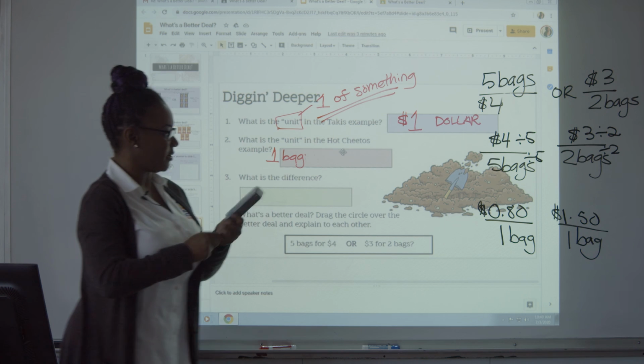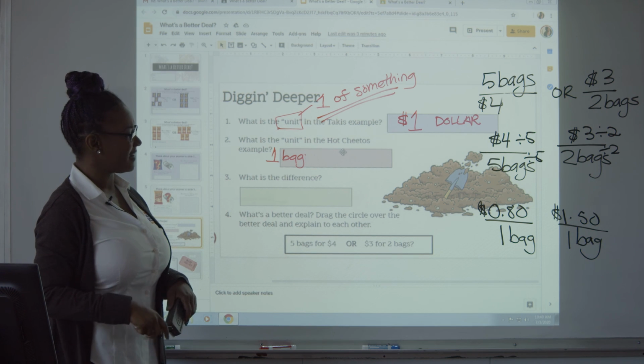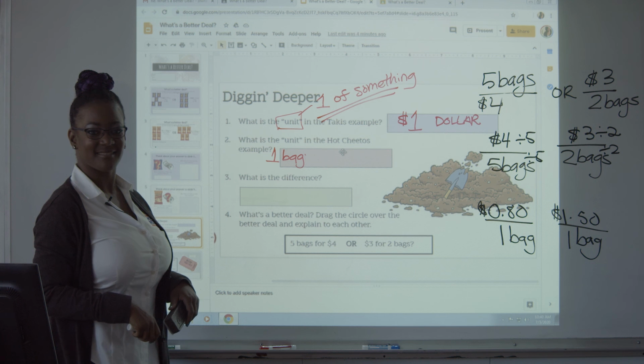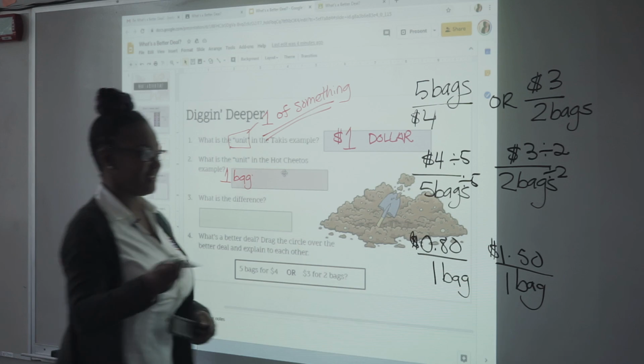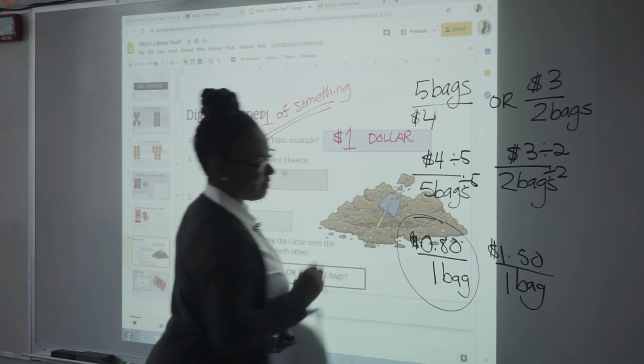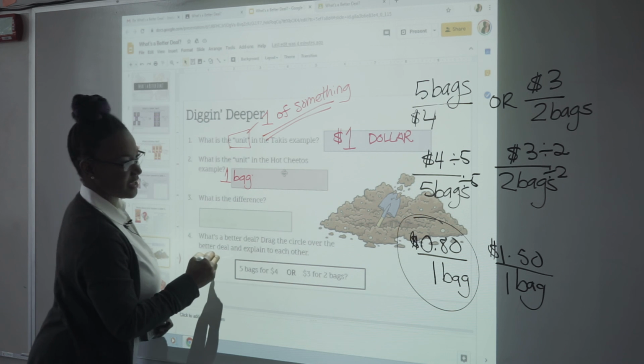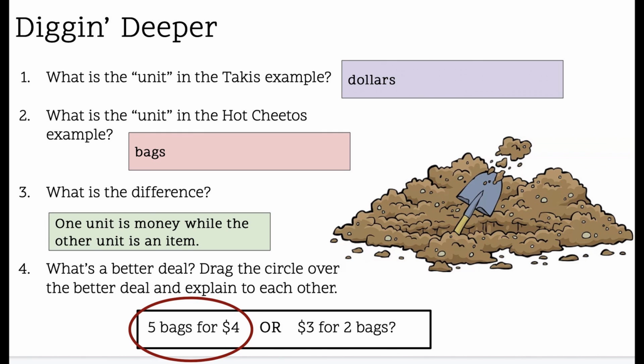So look at that. Which one is the better deal? Would we rather pay 80 cents for a bag or $1.50 for a bag? Yes. We would rather pay 80 cents. So our better deal is 5 bags for $4.